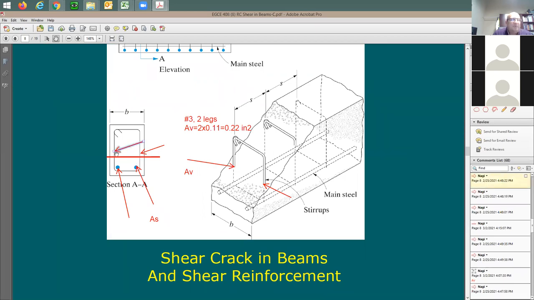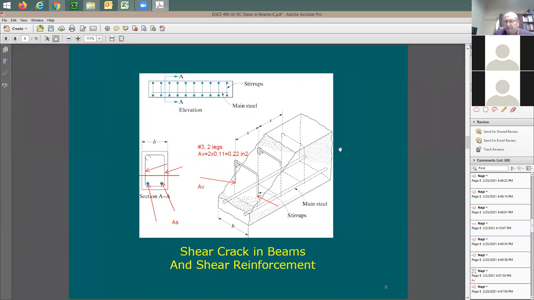That's why last time I put these two arrows. So in this case, I'm going to say A sub V is going to be equal to 2 times the cross-section area for the tie. This tie is number 3. It has a cross-section area for just one rebar of 0.11. This tie has 2 legs. So in this case, A sub V is going to be the total cross-section area for the tie reinforcement resisting the shear. It's going to be equal to 2, because I have here 2 legs, multiplied by 0.11 square inch for each one of this tie bar.